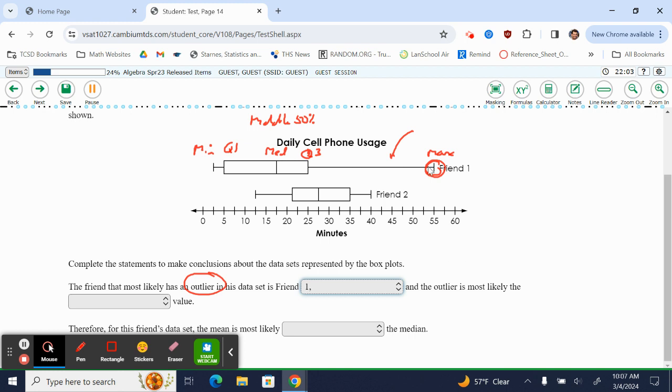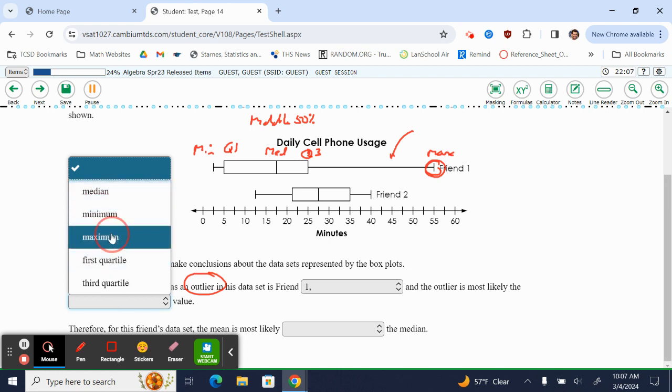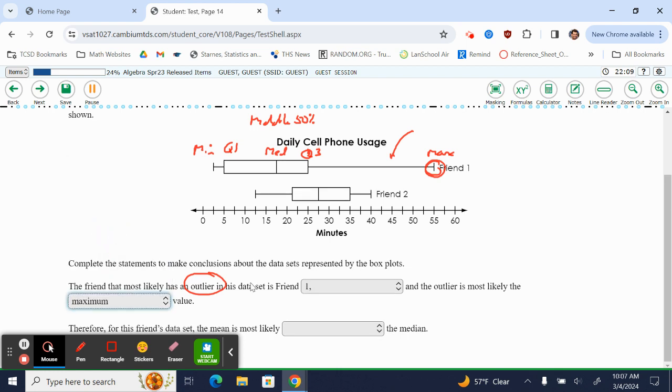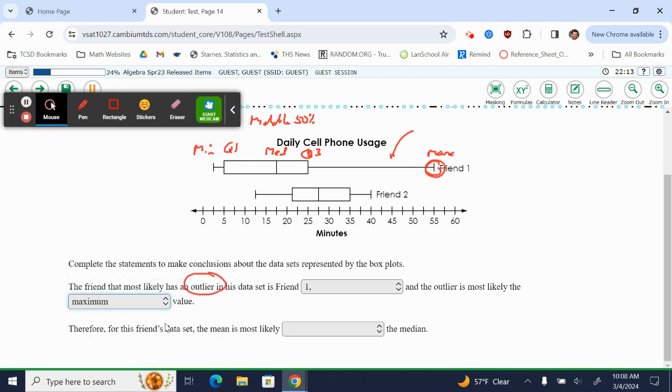And it says the outlier is most likely, and again, it's probably the highest value, which is the maximum. Okay, cool. So then it says, and let me scoot this up so we can just look at the question, therefore, for this friend's data set, so for friend 1, the mean is most likely.